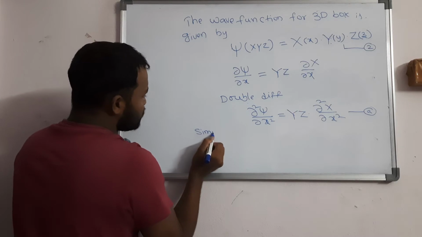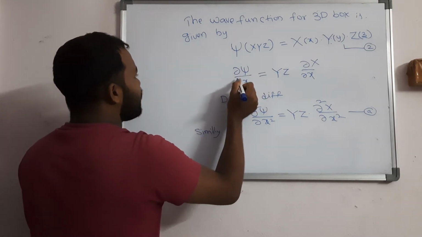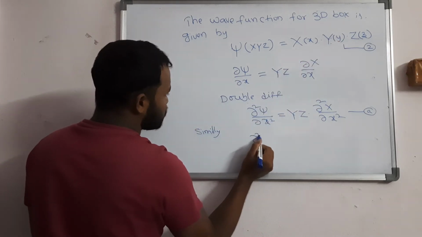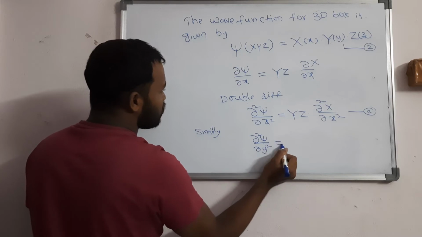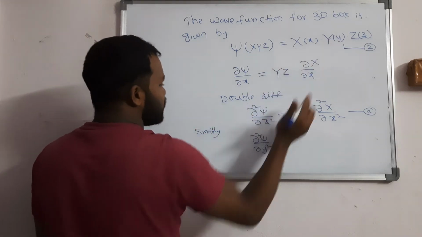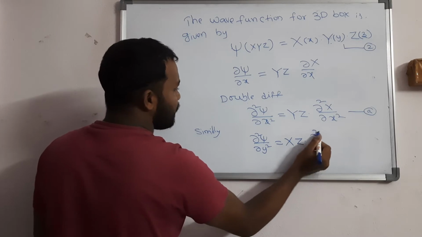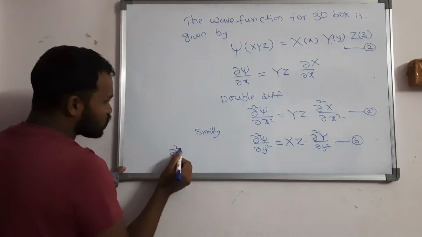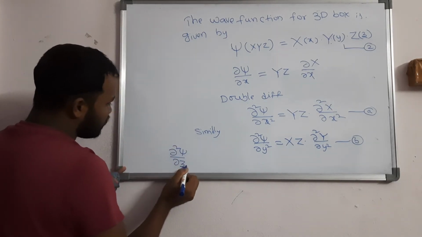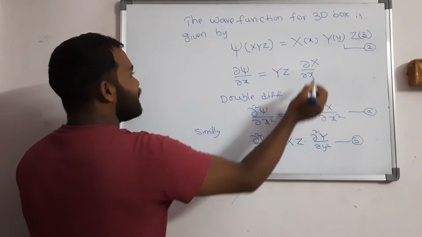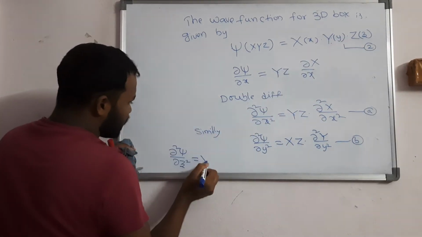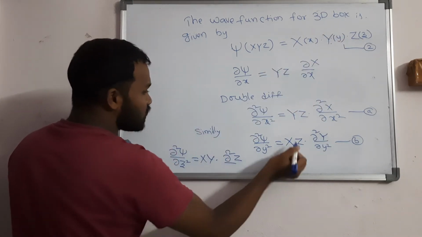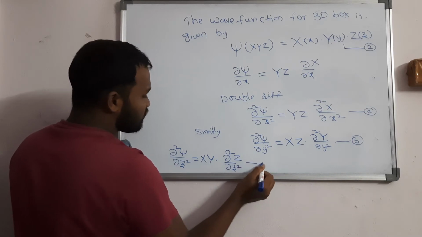Similarly, for ∂ψ/∂y, you take x and z as constants. That means for ∂²ψ/∂y², if it is y, x and z are the constants, and you get ∂²Y/∂y². This is equation B. Then similarly ∂²ψ/∂z²: taking z, x and y are the constants, and you get ∂²Z/∂z². This is equation number 3.